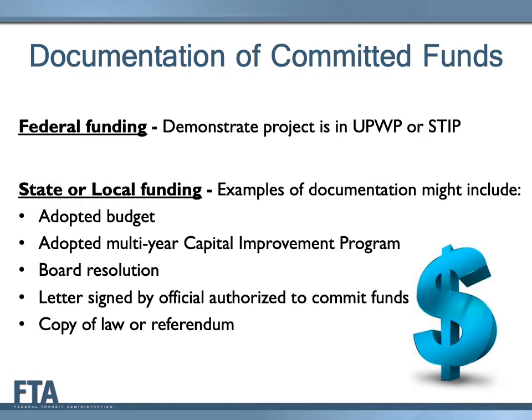If federal funding will be used to pay for project development, the project sponsor must provide FTA with a copy of the Unified Planning Work Program, shown on the slide as UPWP, or the Statewide Transportation Improvement Program, shown on the slide as STIP, showing that federal funds are programmed to the project. CIG funding is not available to pay for project development activities, although the cost of these activities can be reimbursed later with CIG funds when and if a construction grant agreement is provided by FTA in the future.